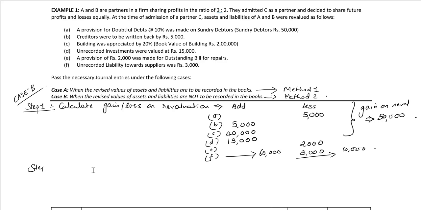Step 2 is to calculate gain or sacrifice of each partner.